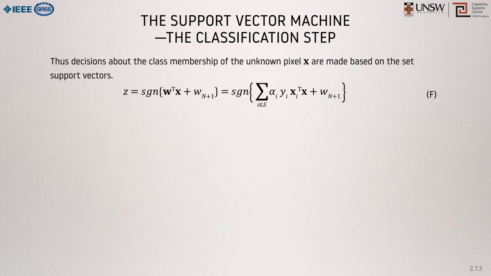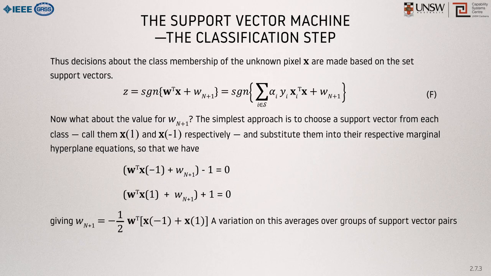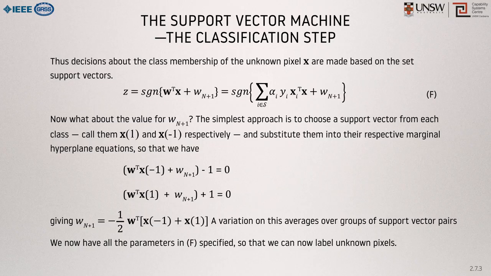In this slide, we find the one remaining unknown, the offset w subscript n+1. It is most easily found by choosing a support vector from each class and substituting them into the respective marginal hyperplane equations. Given that we know the weight vector, we can find the value of w n+1. To get a more reliable estimate, sets of support vector pairs can be chosen, and the sets of values of w n+1 so generated can be averaged.